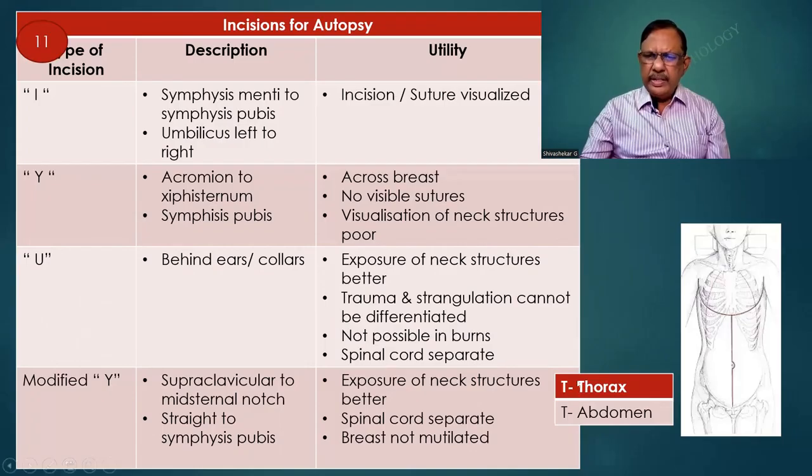There are other incisions such as T for the thorax and T of the abdomen. In T of the thorax, there is an incision across from shoulder to shoulder, and down from there to the symphysis pubis. Whereas in the abdomen, it will be avoiding the umbilicus lower down, and then there is an incision on either side. These are used. So you people should be fluently mentioning the different types of incisions, what is a restricted autopsy, etc.